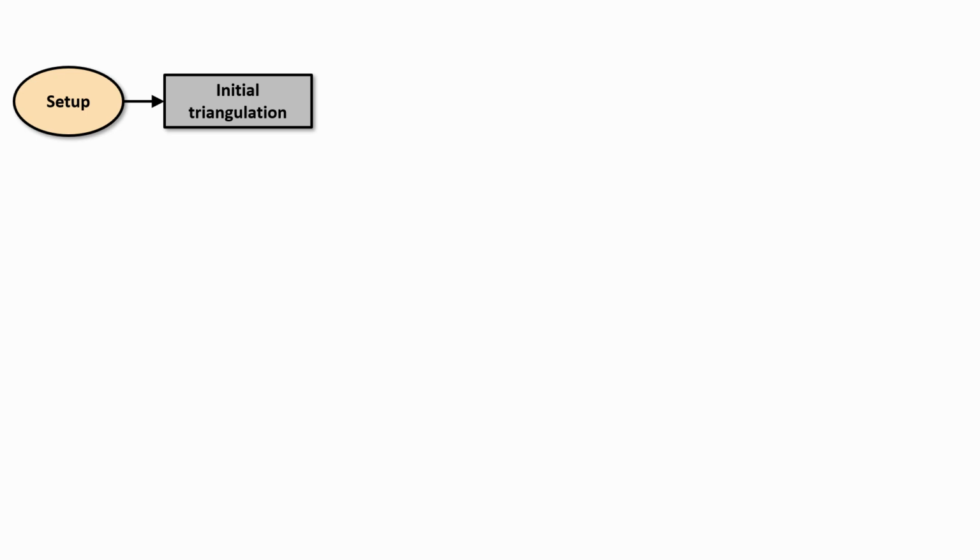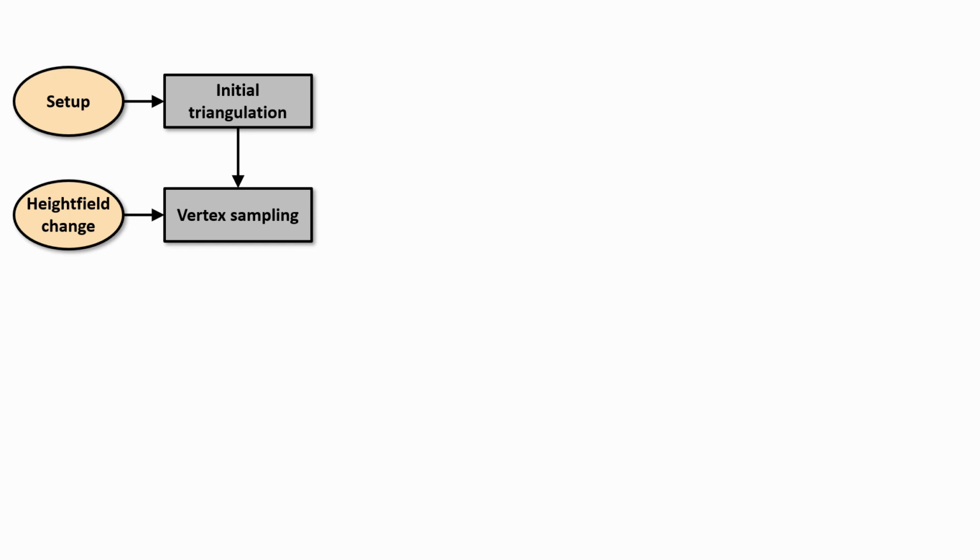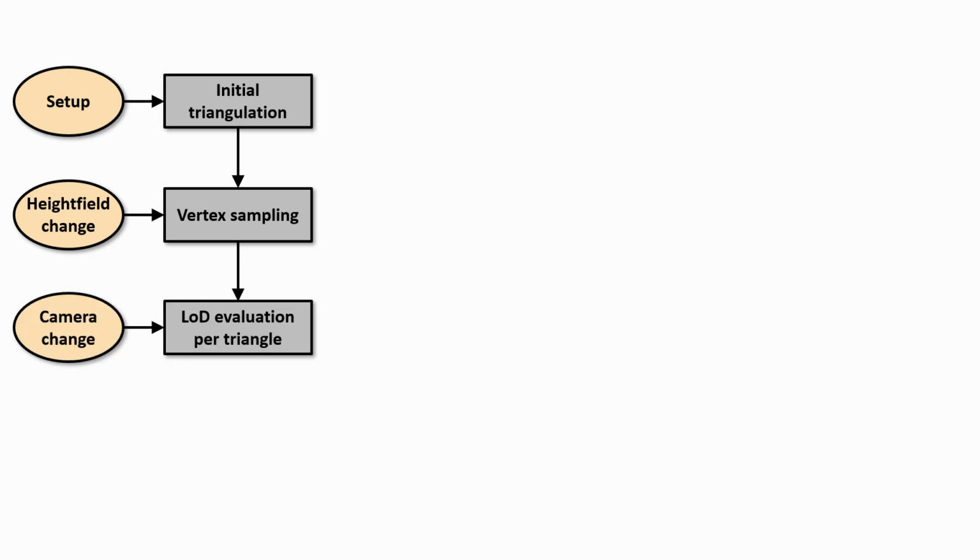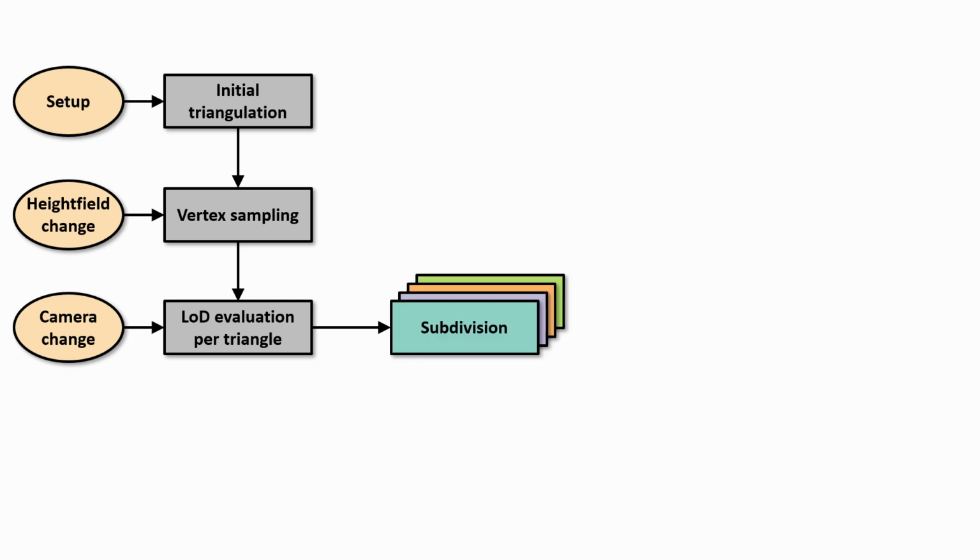We start with a coarse initial triangulation that covers the entire height field. After that, or whenever the height field data change, we resample the cached vertices at the height field. After that, or whenever the camera changes, we evaluate the level of detail of each triangle and decide whether to keep it, subdivide, or merge it. With this information, we loop over all cached triangles in 4 separate passes for the 4 triangle colors with synchronization between them, and apply 1 level of subdivision to all necessary triangles.